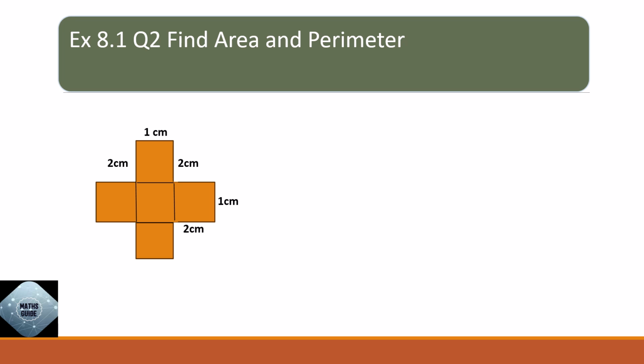Now let's find out the area and perimeter of this shape. For finding the perimeter, we have to add up the boundary of this shape. Now first of all, look here very carefully.